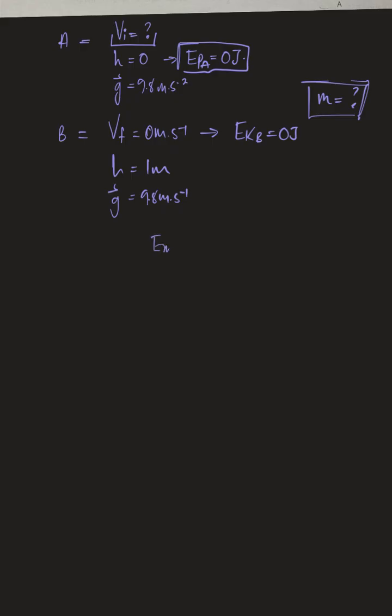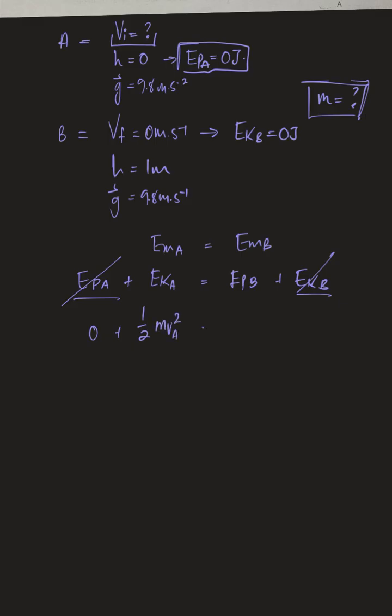So we start with EM of A is equal to EM of B, and we're looking for V initial. So I'm going to say EP at A plus EK at A is equal to the potential energy at B plus the kinetic energy at B. This value here is 0 and this value here is 0, they both are. So 0 plus half mv A squared is equal to mgh for B plus 0. For both of these, I can take out the m, gone, and I'm left with half v squared A is equal to g h B. And what I'm looking for in this whole thing is this V value here.